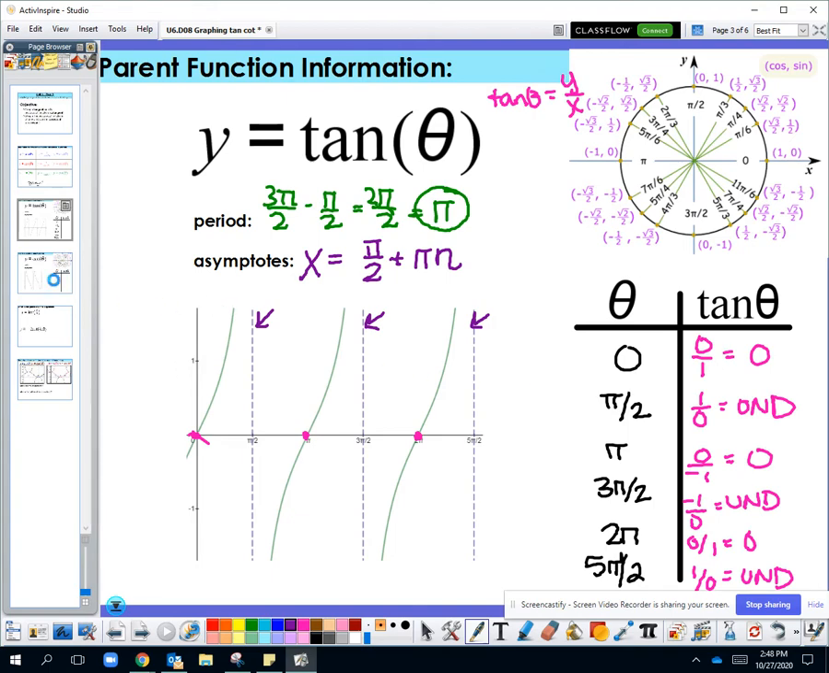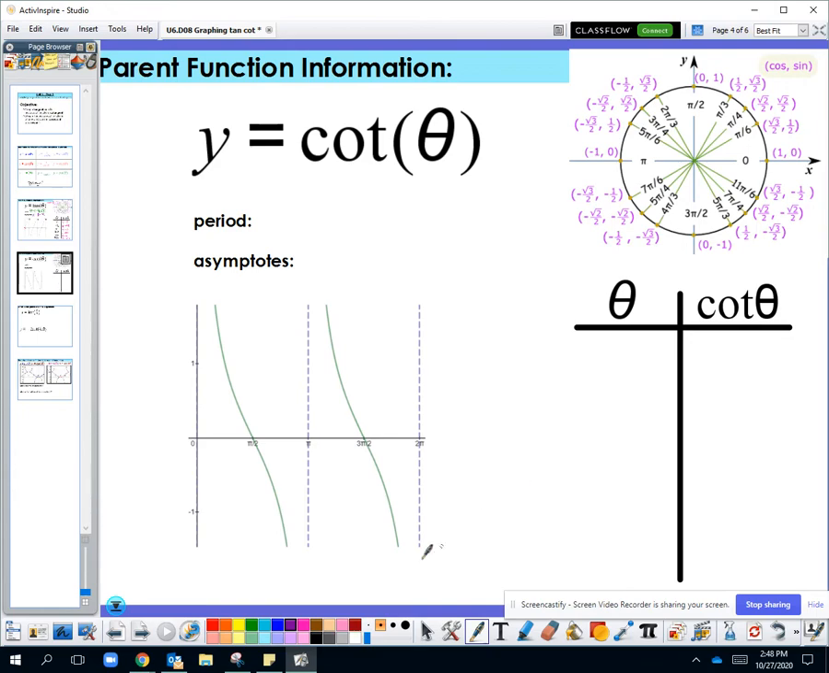Let's look at the same thing now for cotangent. So we know cotangent is the reciprocal of tangent. So graphically, this will look very similar. We're going to pick our coordinate points around the unit circle using the x and y coordinates here.